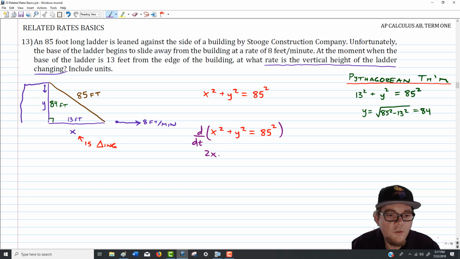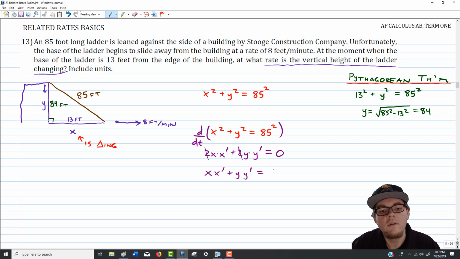The derivative of x squared is 2x, but because x is changing, we multiply by dx/dt. It'll be 2y, but y is changing, so we'll multiply by dy/dt. And finally, 85 squared is just a number, and the derivative of a number with respect to any variable is just 0. So basically, this is the relation that's going to hold for us. And in fact, the 2's can divide away on both sides, and we'll just get that x x' plus y y' equals 0.